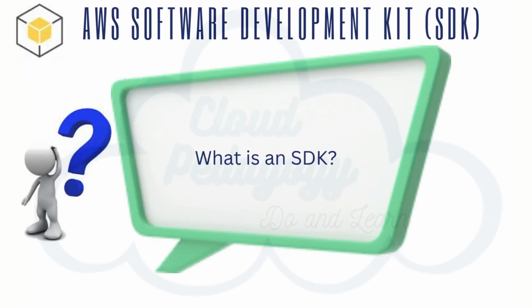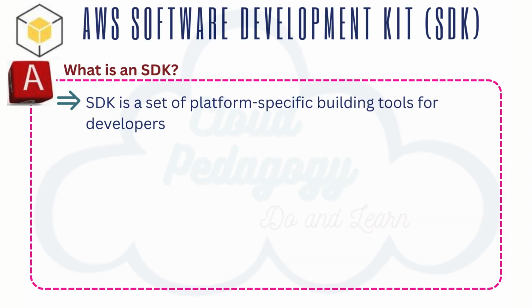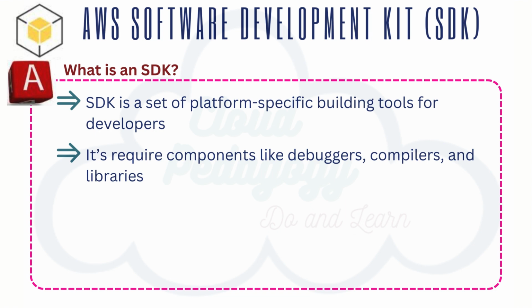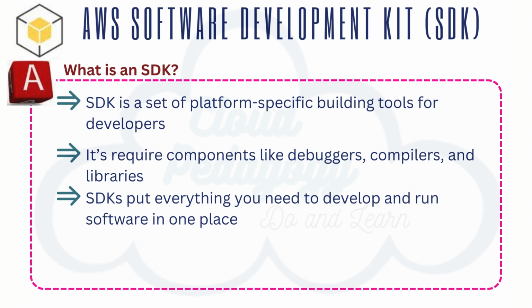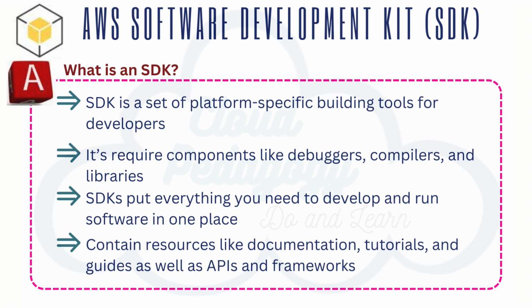What is an SDK? A software development kit, which is SDK, is a set of platform-specific building tools for developers. You require components like debuggers, compilers, and libraries to create code that runs on a specific platform, operating system, or programming language. SDKs put everything you need to develop and run software in one place. Additionally, they contain resources like documentation, tutorials, and guides, as well as APIs and frameworks for faster application development.